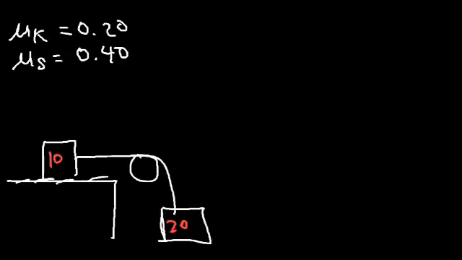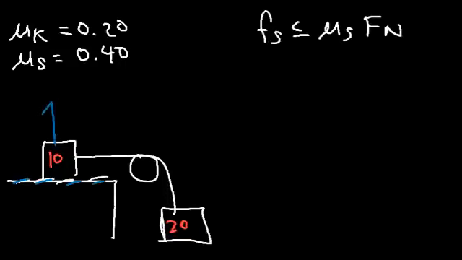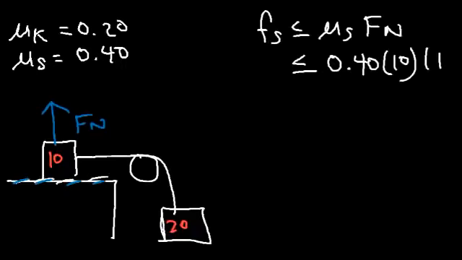So we need to find f of s. F of s is less than or equal to mu s times the normal force. And since the block exposed to friction is the 10 kilogram block on a horizontal surface, the normal force is simply equal to mg. So mu s is 0.40, m is 10, and g is also 10. 10 times 10 is 100 times 0.4. So the static frictional force has a maximum value of 40 newtons.